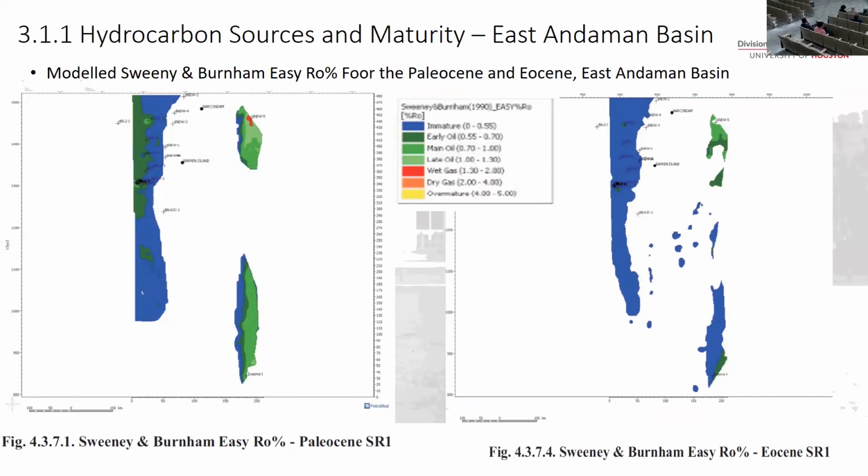They also modeled the pseudo reflectivity, the Burnham and EZRO percentage. And again, you can see that particularly in the Paleocene, there's a large amount of the source rock that actually falls within the oil window, which is encouraging. And as you get up into the Eocene, probably less so. So the assumption is that we do have TOC and we do have mature source rocks in the area.